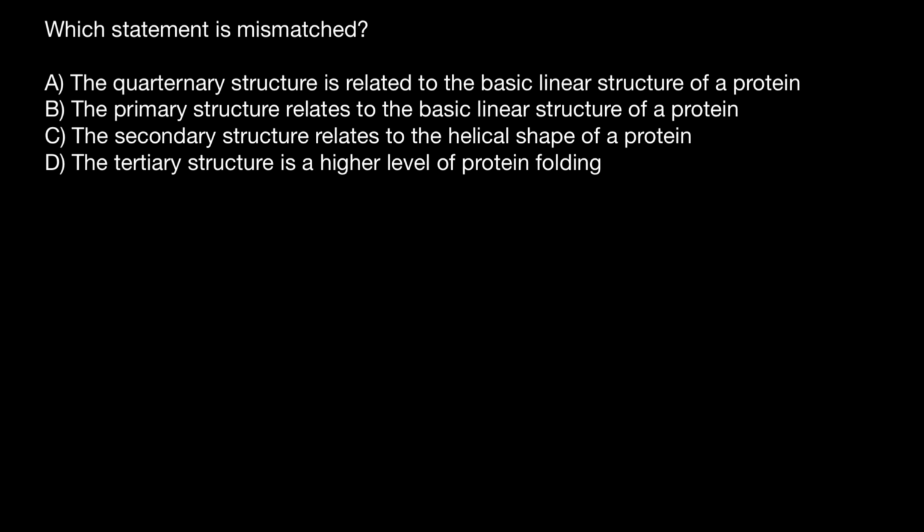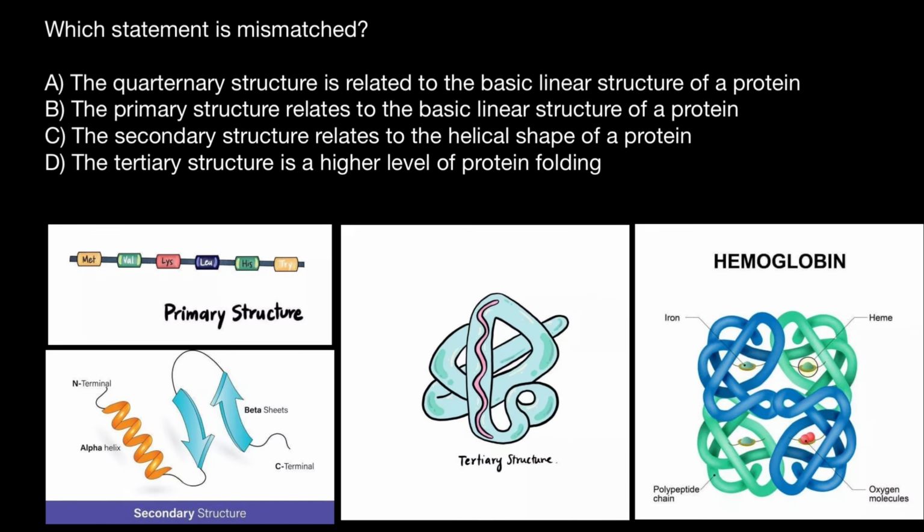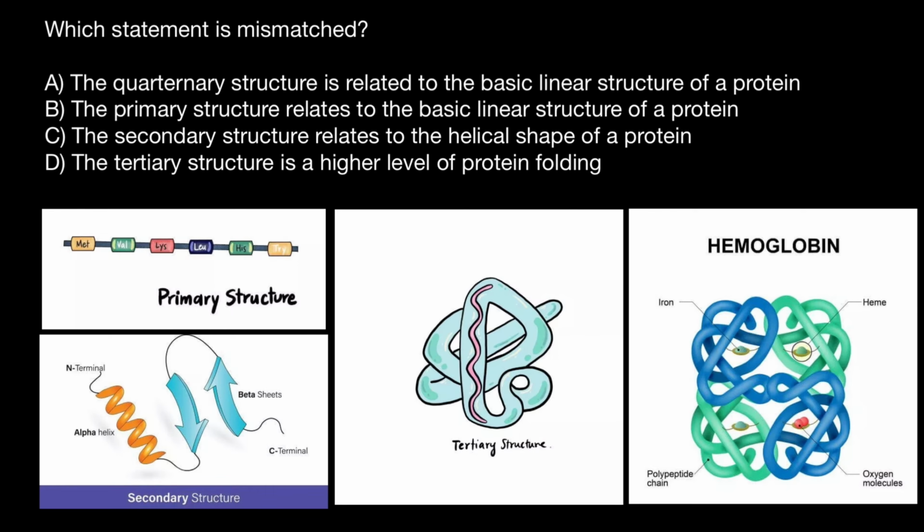Today's question is which statement is mismatched, and you have to choose one of these answers. Take a look at this picture and in a couple minutes you would be able to choose the correct answer. On this picture you can see different types of protein structure. The structure of proteins is directly related to their function and may be primary, secondary, tertiary or quaternary.